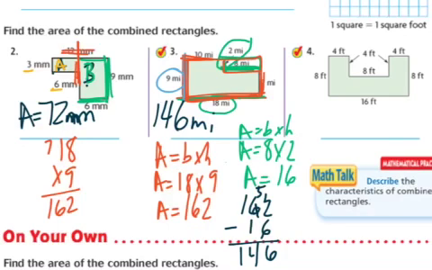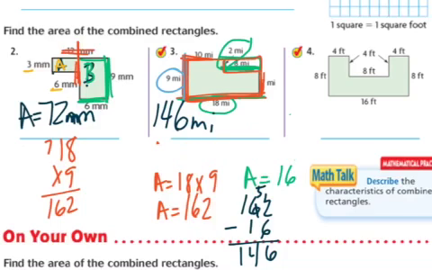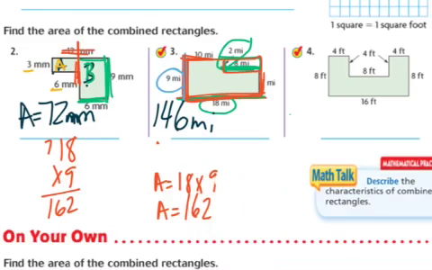Okay? That's a different way you could do it. If you did it a different way, that's perfectly okay. You should get the same answer no matter which way you perform splitting the rectangles up. Okay, last one. Now, number 4 gives you lots of options because of how this shape is laid out.